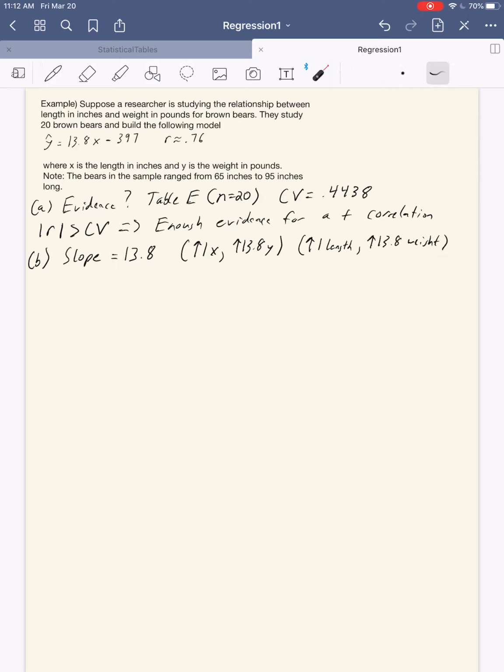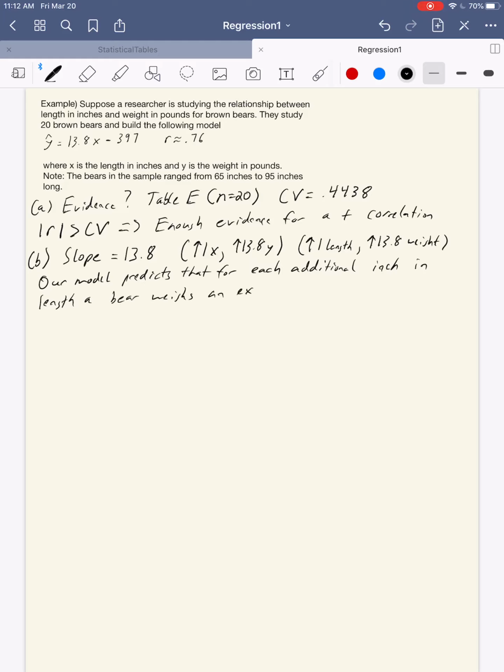Now, 1 length and 13.8 weight doesn't quite make a lot of sense because we didn't put any units there. So we can look back and see that the length is being measured in inches and the weight is being measured in pounds. So when we go to write our sentence, we can use those units. So we're saying our model predicts that for each additional inch in length, a bear weighs an extra 13.8 pounds. So what we're saying is that according to our model, for every additional inch that the bear is in length, they're going to weigh about an extra 13.8 pounds.